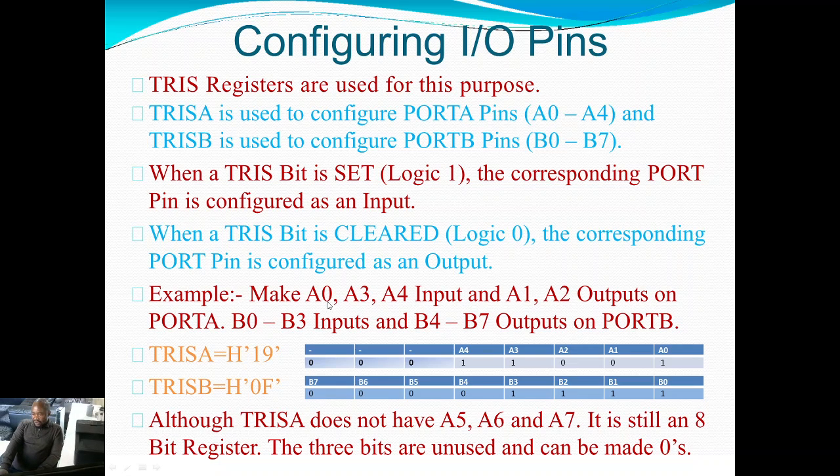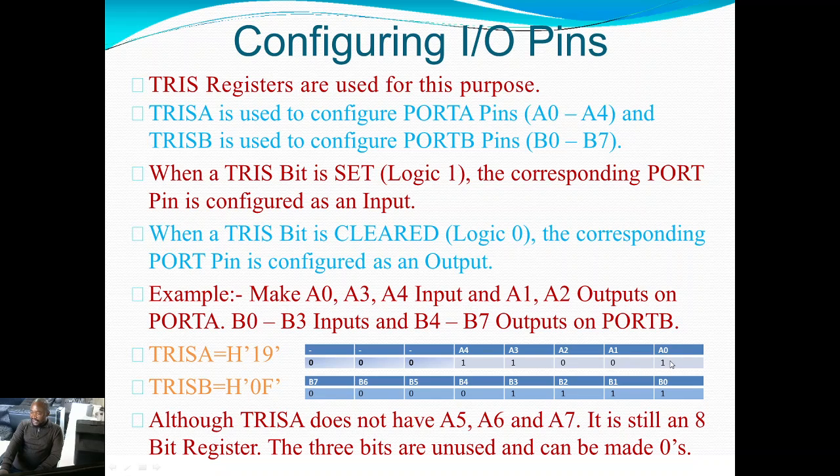Make A0, A3, and A4 inputs, and A1 and A2 outputs on port A. We want to make A0, A3, and A4 inputs, and A1 and A2 outputs on port A. Then what value must you move into TRIS A to configure A0, A3, and A4 as inputs?